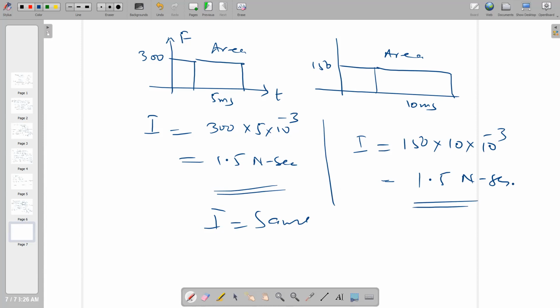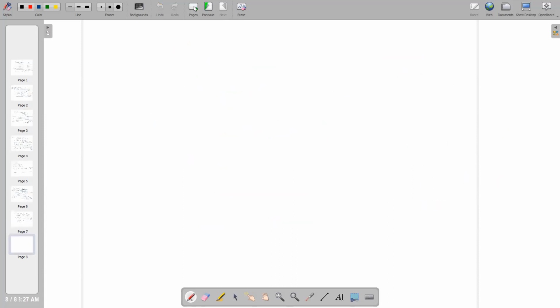So what is the logic? The logic is this: you have to find the area under the graph, and then you can find the impulse. Okay.